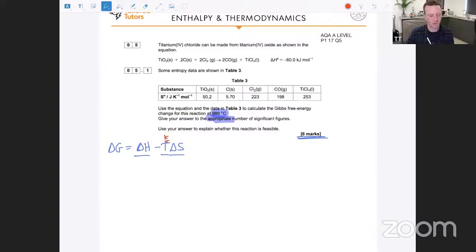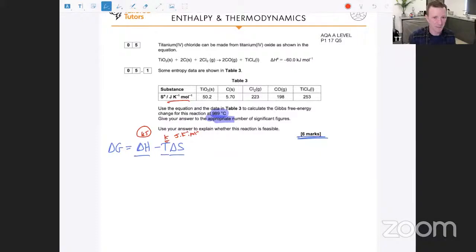Joules and kilojoules, absolutely. This is 99% of the time stated as kilojoules. Delta S, as we can see here, is joules per Kelvin per mole. So when we're working out delta G, it doesn't matter unless it's stated in the question: work out delta G in kilojoules per mole, or work out delta G in joules per mole.